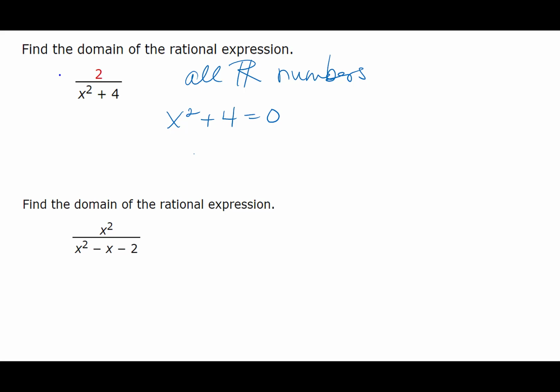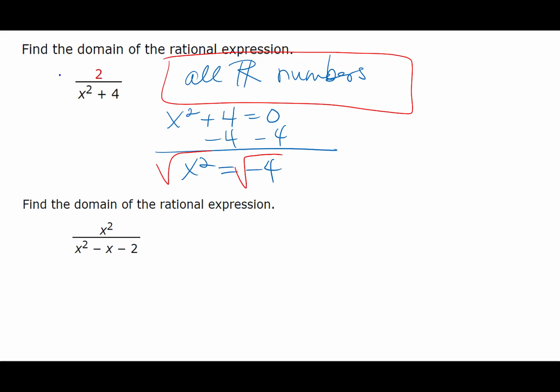This is not a difference of squares, so we can't factor it. We could solve for x by subtracting 4, but the next step would be to take the square root of both sides, which you can't do with a negative number. So what that means is that there's no x value that could possibly make this denominator equal 0. And so for this question, the answer is all real numbers.